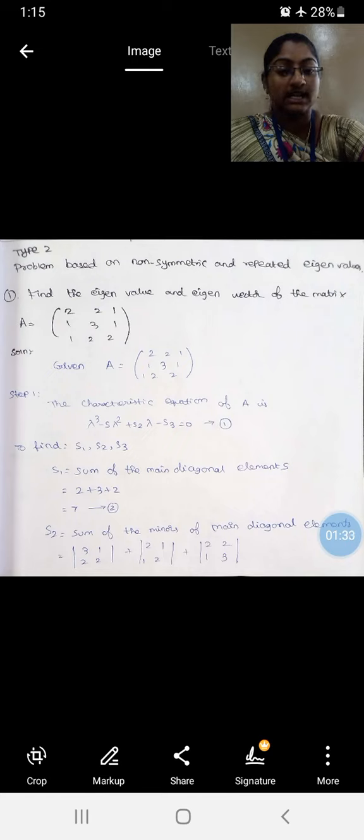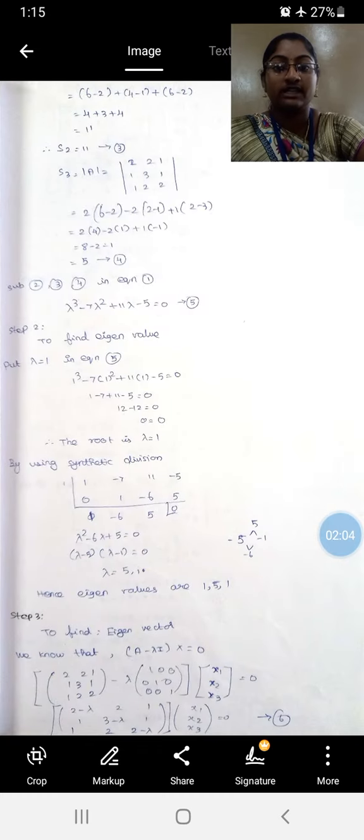S1 is nothing but the sum of the main diagonal elements. Our diagonal elements are 2, 3, 2. Add all of them, we get 7. Next, to find the value for S2, the sum of the minors of the main diagonal elements. We already know the main diagonal elements. The minor of 2 is [3 1; 2 2], the minor of 3 is [2 1; 1 2], and the minor of 2 is [2 1; 1 3]. If we solve this, we get the value for S2 as 11. Mark this as third equation.